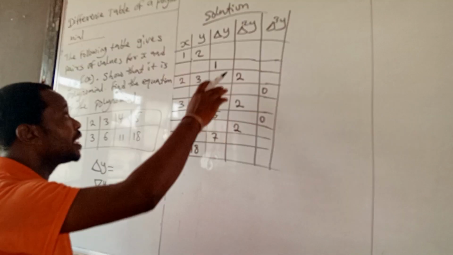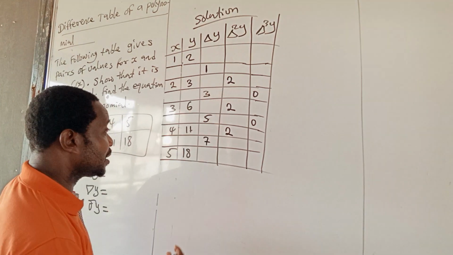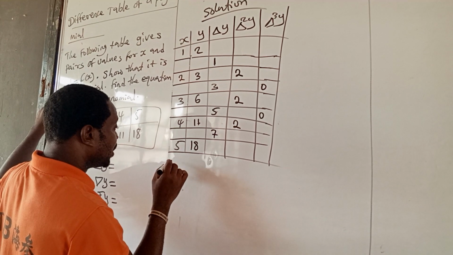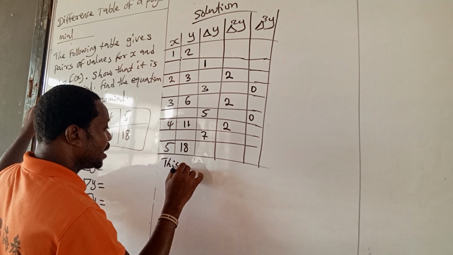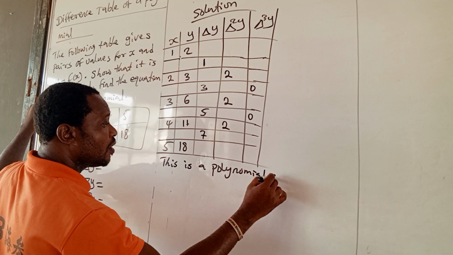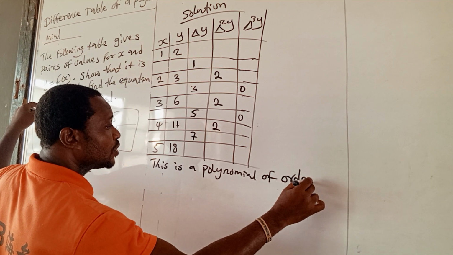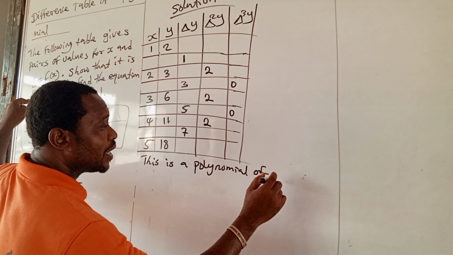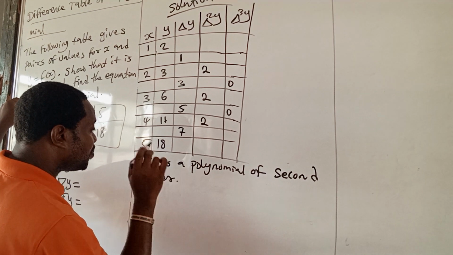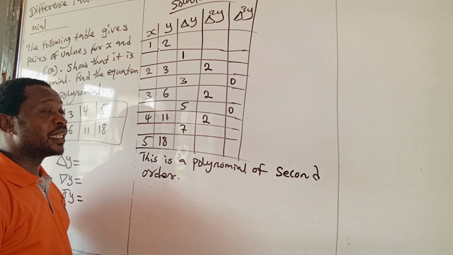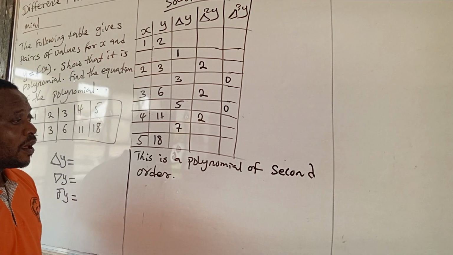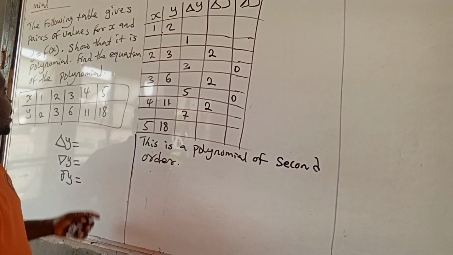Now, since the one that gave us a value is the second difference, we can conclude, because they say show that it is a polynomial, that this is a polynomial of second order. Order means the power, because the highest power there is 2. And when you have a polynomial of second order, now we want to find the equation.